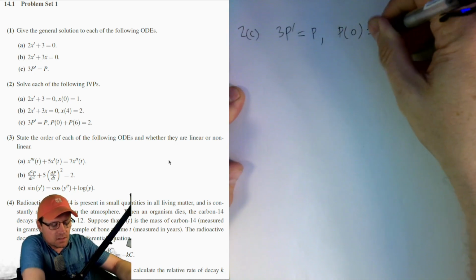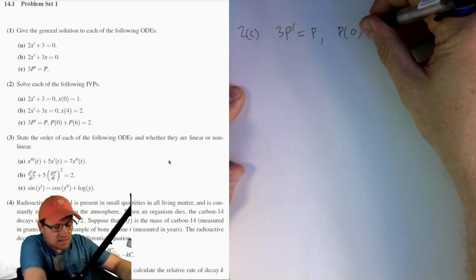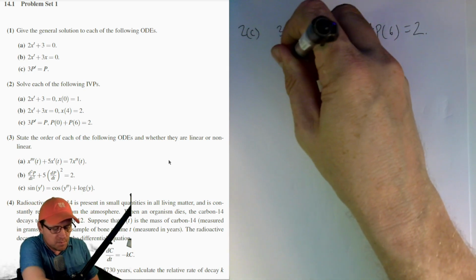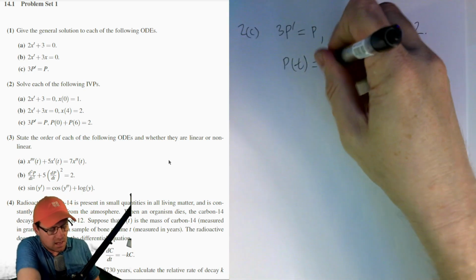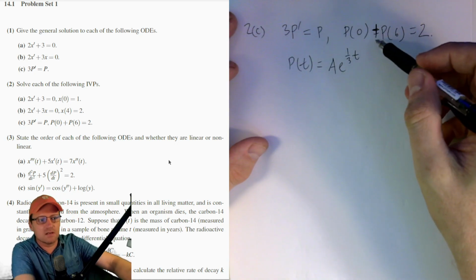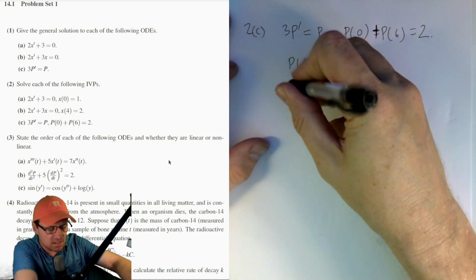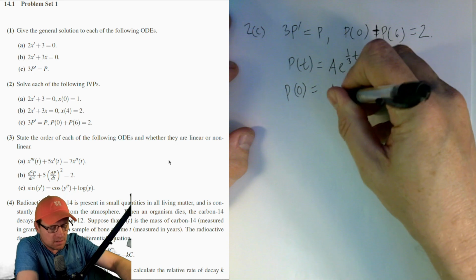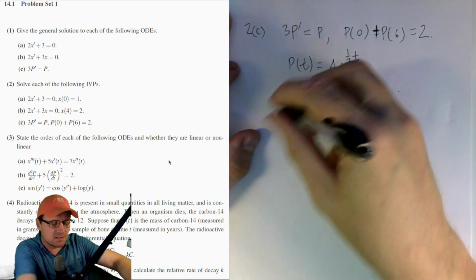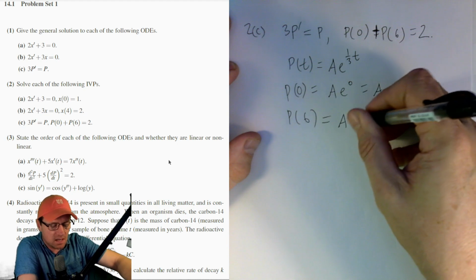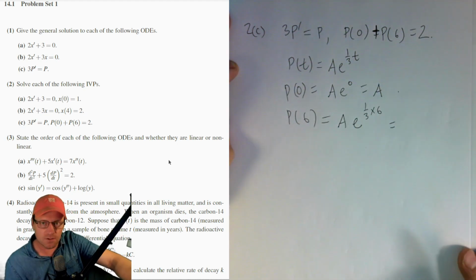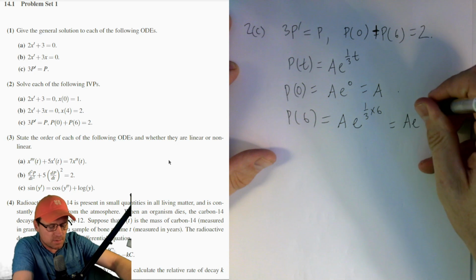P of 0 plus P of 6 is 2. Now in question 1c, we got P of t is A e to the 1/3 t. So subbing in 0 for t, P of 0 is A e to the 0, which is A. Now subbing in 6, P of 6 is A e to the power of 1/3 times 6. Now 6/3 is 2. We have A e to the power of 2.